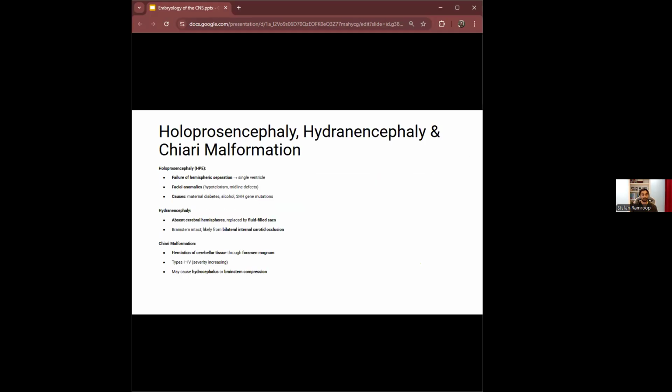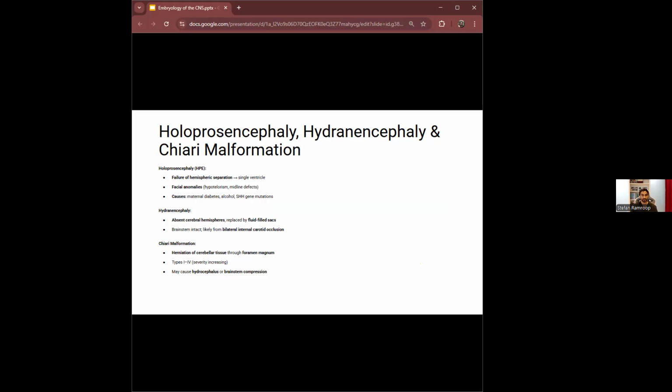And finally, you have holoprosencephaly, hydranencephaly, and Chiari malformation. So, starting with holoprosencephaly, this occurs when the forebrain fails to divide into 2 hemispheres during weeks 4 to 6. In its most severe form, alobar, you get a single ventricle and few hemispheres, often accompanied by striking midline facial anomalies like cyclopia or a single nostril. Milder forms such as semilobar and lobar show partial division.